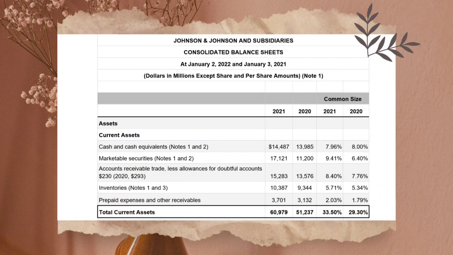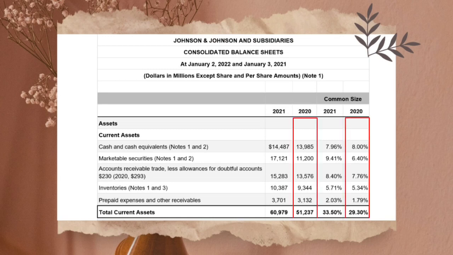Johnson & Johnson and subsidiaries consolidated balance sheets at January 2, 2022 and January 3, 2021. Dollars in millions, except shares and per share amounts, note 1. So to get the common size of the year 2020, we have here current assets. We have cash and cash equivalents, notes 1 and 2. We have here 13,985. We will divide it by the total assets of 174,894. After dividing it, we will multiply the total by 100. So we now have 8%.